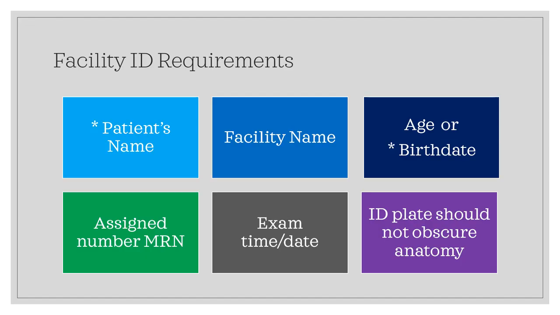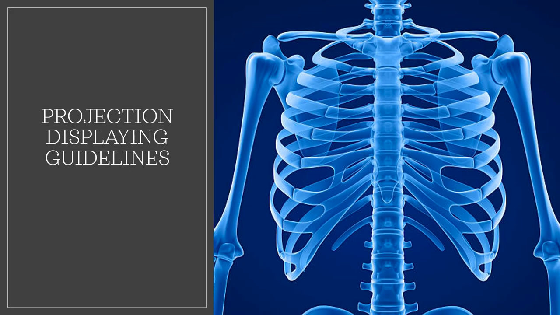Facility ID requirements: the patient's name, the facility name, the age or birth date, the assigned MRN number or session number, and the exam time and date. An ID plate should not obscure anatomy. Projection displaying guidelines: digital images are displayed on the workstation in the manner that they were obtained, or after pre-processing an algorithm has been applied that changes how the projection is to be displayed.